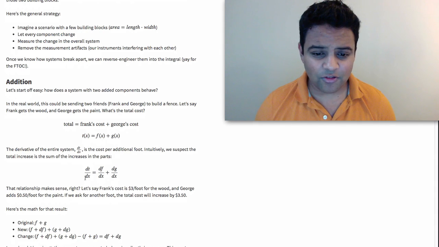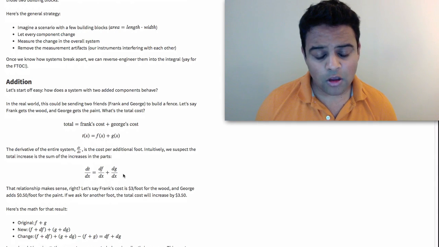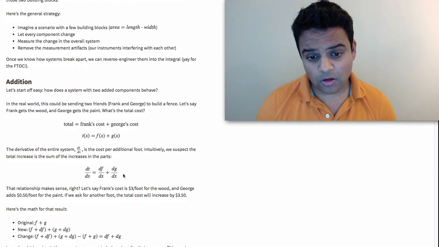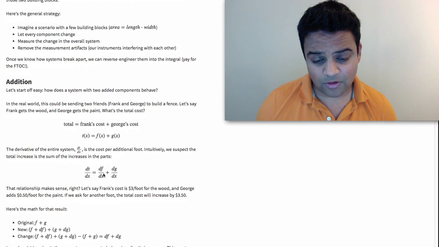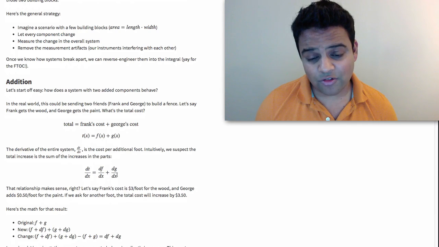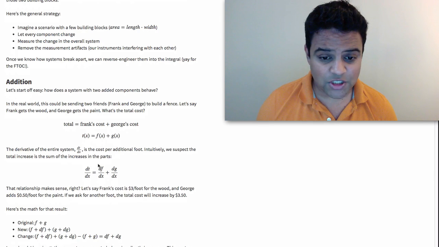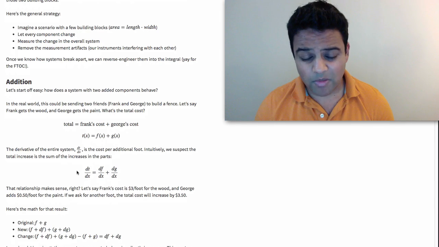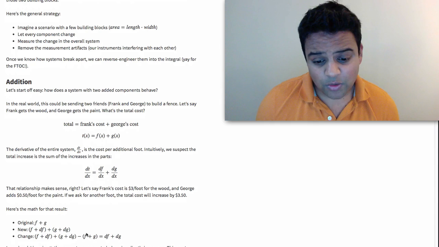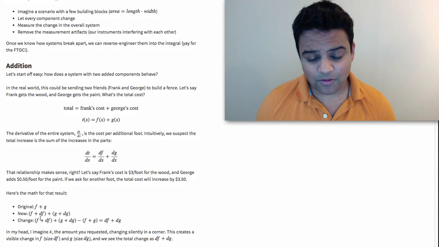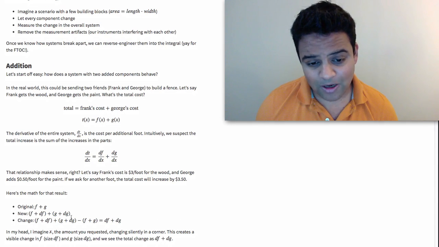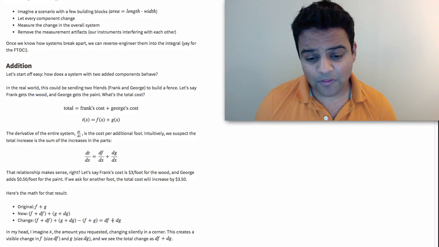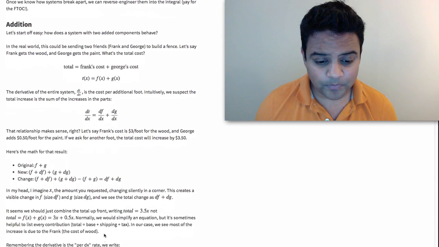And this makes sense where we'd have this addition where we say, every extra foot of fencing, well, Frank has to buy his extra foot, and George needs to buy his extra foot. So the total cost is just that accumulation. And so this is a very basic, straightforward scenario, and we can work it out the old-fashioned way too, right? We can take the original, we can take the new amounts, we can subtract them, and see that the difference is just the added difference of the new material.